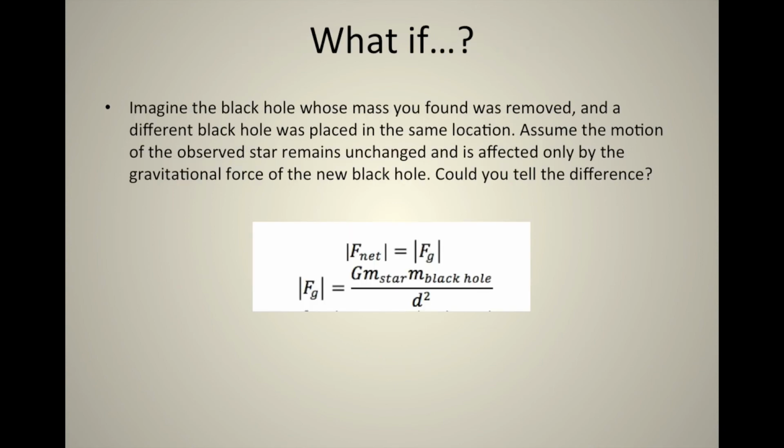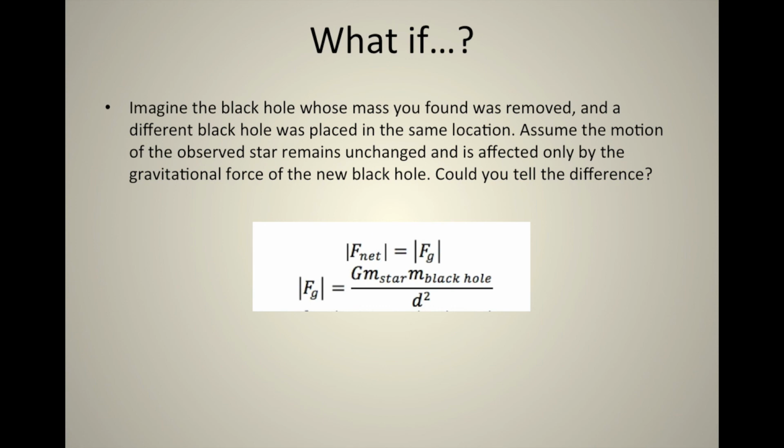Our what if scenario is to imagine that the black hole was removed and replaced by a new black hole in the same location. We are also assuming that the motion of the star remains unchanged and is only affected by the gravitational force of the new black hole. Now, can we tell the difference between the black holes, or in other words, can we determine the mass of the new black hole?